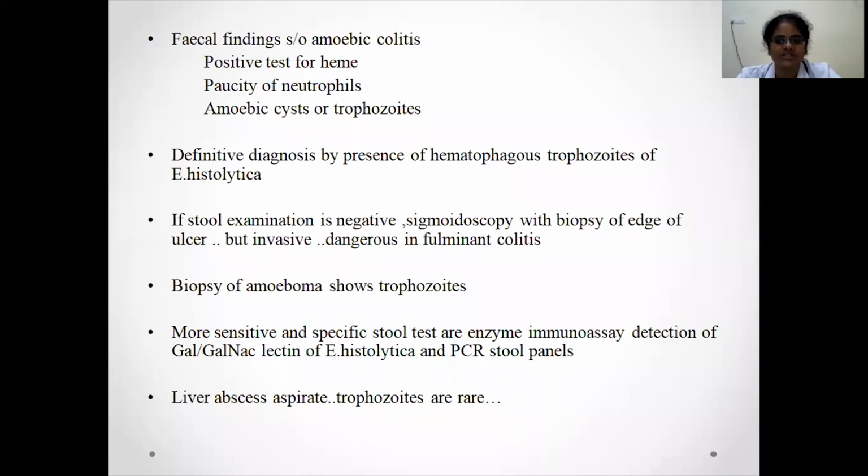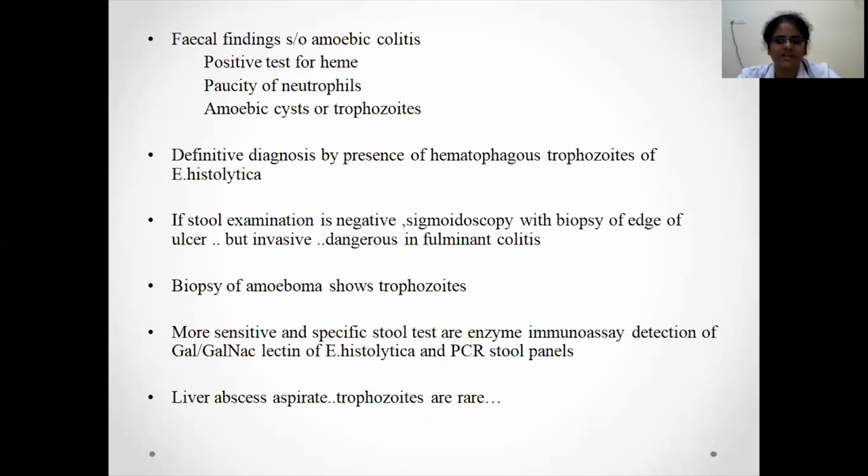If stool examination is negative, we can do sigmoidoscopy with biopsy of the edge of the ulcer. You can get the trophozoites, but it is an invasive procedure and it's very dangerous in fulminant colitis. Biopsy of the amoeboma shows trophozoites. The most sensitive and specific stool test is enzyme immunoassay detection of the Gal/GalNAc lectin of Entamoeba histolytica and PCR stool panels.